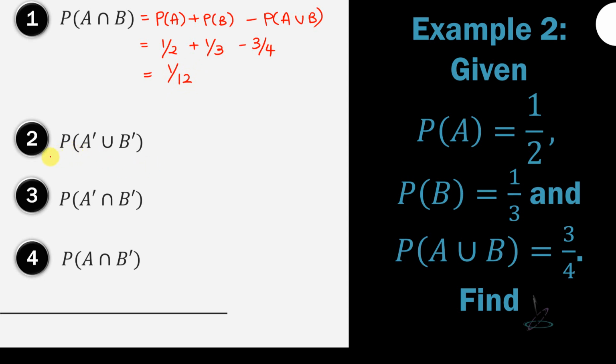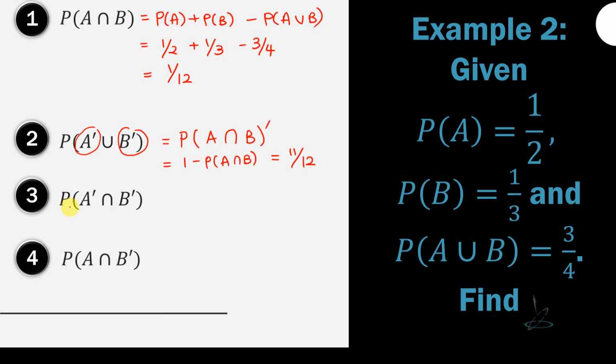Okay, so now let us go to the second question. Probability of A prime union with B prime. Since both of them have a prime, we can use the De Morgan rule for this. So this is equal to probability of A, B with prime outside. If this one is union, we must flip the sign to become intersection. So this is 1 minus probability of A overlap with B, which is 1 minus 1 over 12. So this is 11 over 12.